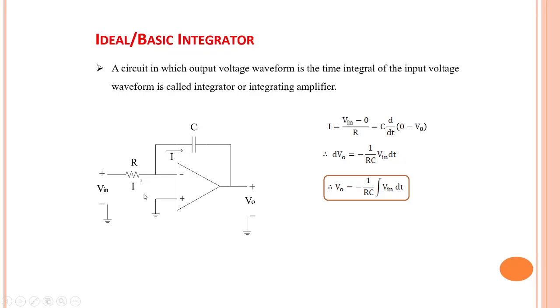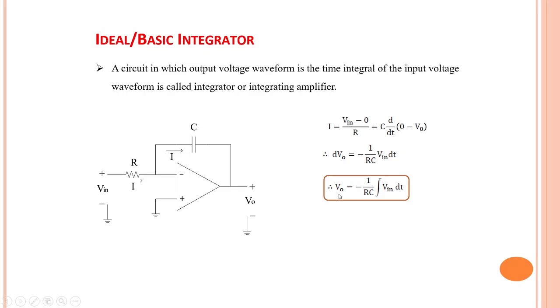The current entering equals the current leaving. The current entering will be the current flowing through the resistor. Leaving will be the current flowing through the capacitor. The simple equation can be written for that current: (Vin minus 0) divided by R equals C d by dt of (0 minus V0), that is the current flowing through the capacitor. Then we'll get the equation for dV0 as minus 1 upon RC Vin dt.